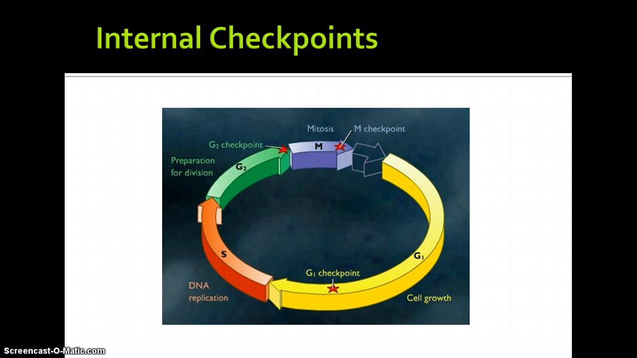Also in the cell cycle control are specific internal signals and external signals that provide stop and go signs at these cyclic checkpoints. So here we're going to talk about internal signals.